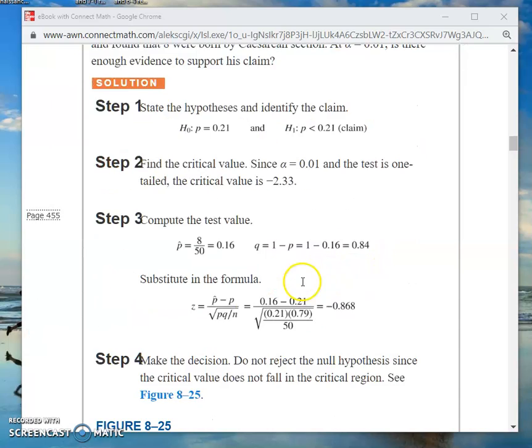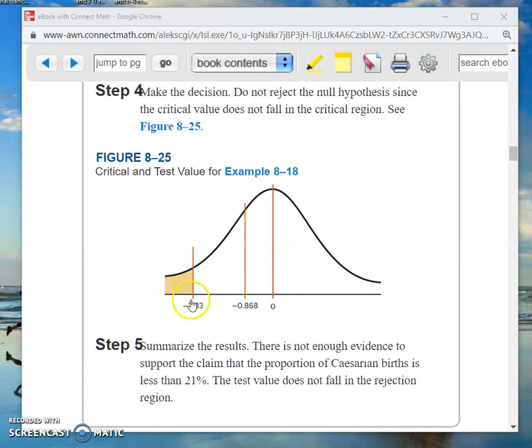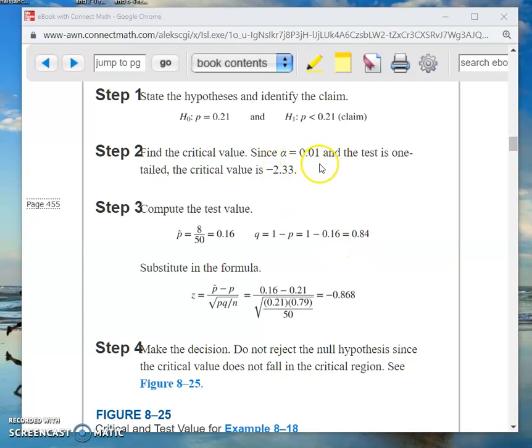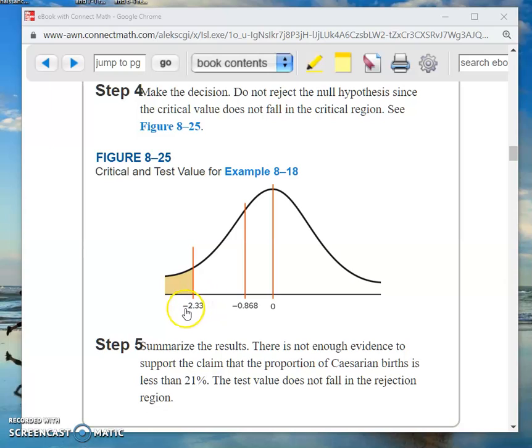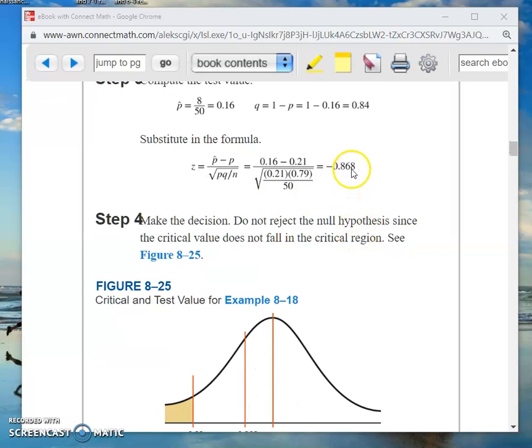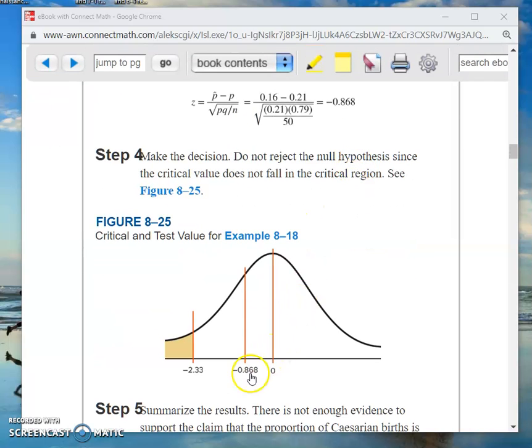I got to find the critical value, which easily enough I can get. It's right here. That comes from going to the table. Alpha is 0.01, it's a one-tailed test, so the critical value is negative 2.33. That just comes from the table for the z values, which you've done several times. So here's the formula. Write down the darn formula, plug in the information, you come up with a number here. That's the test value. So here's your test value, here's your critical value.